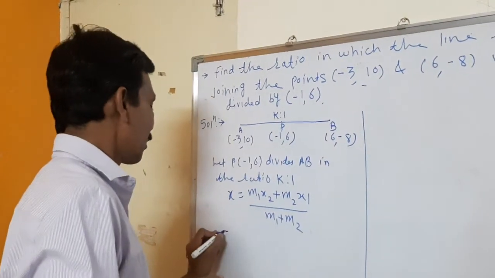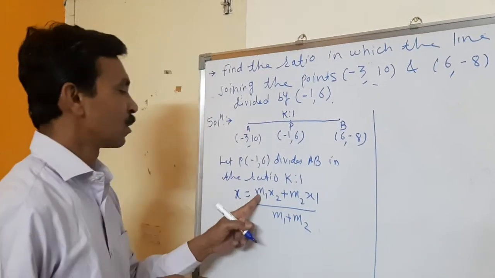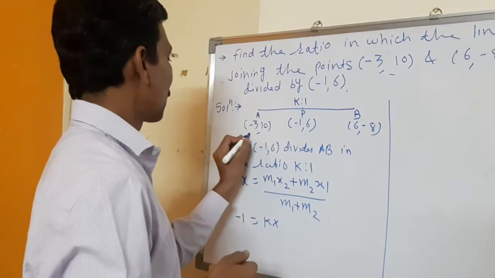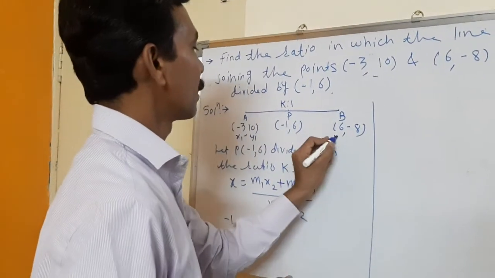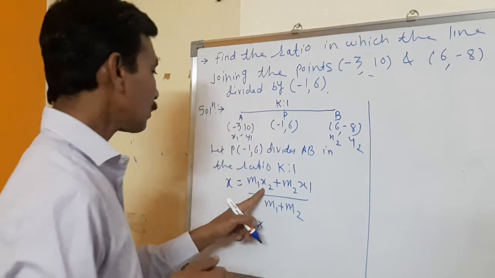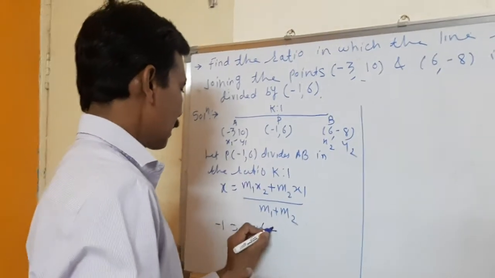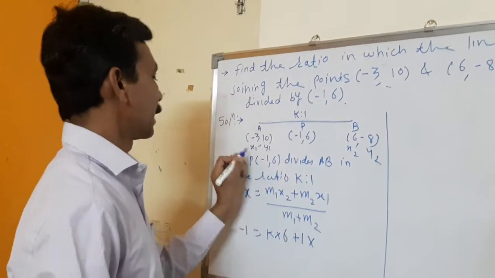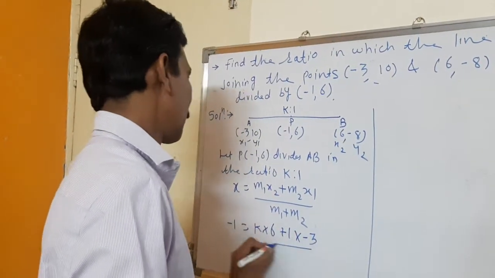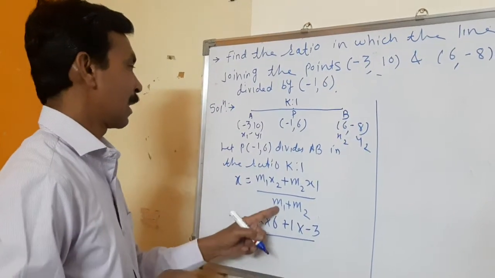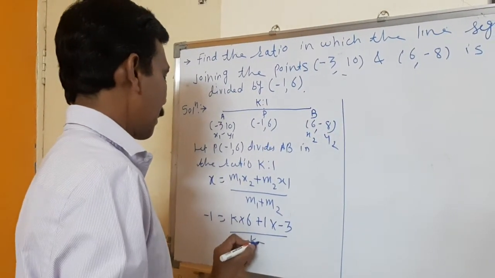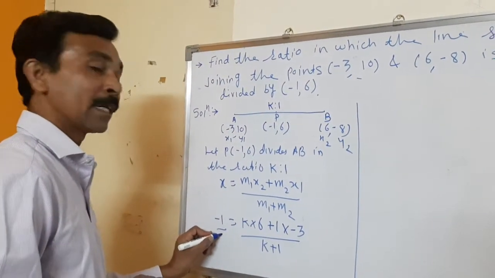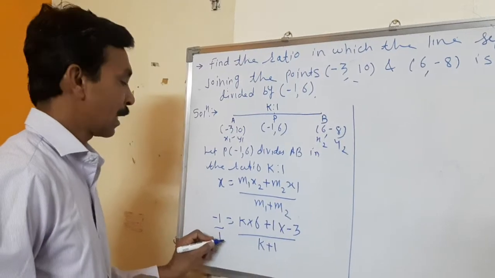So I will write here instead of x it is minus 1 is equal to m1 x2, m1 is k, into this is x1 y1 x2 y2. So x2 is 6 plus m2 is 1 into x1 is minus 3 upon m1 plus m2, that is k plus 1. Do the cross multiplication and you know very well if there is nothing in the denominator you have to take it as 1 and do the cross multiplication.